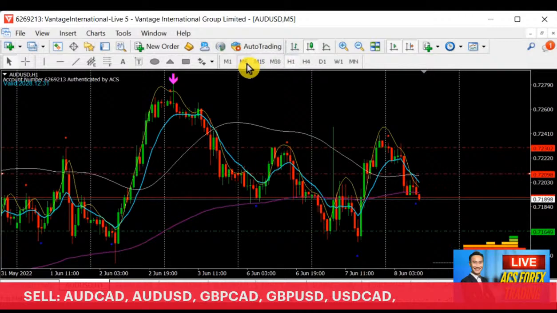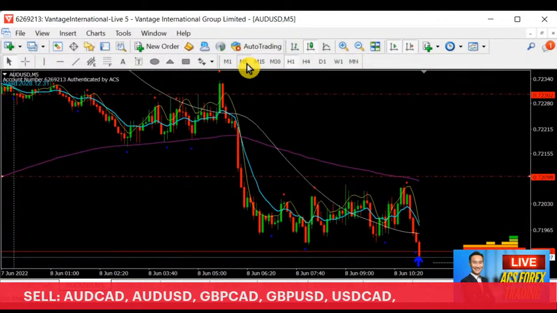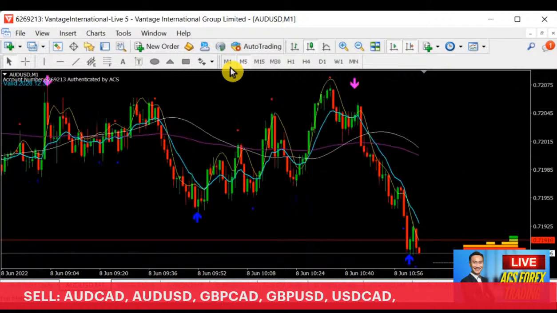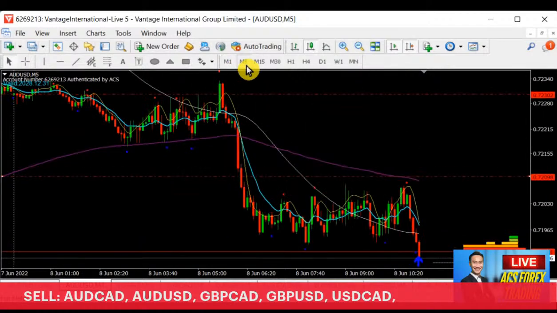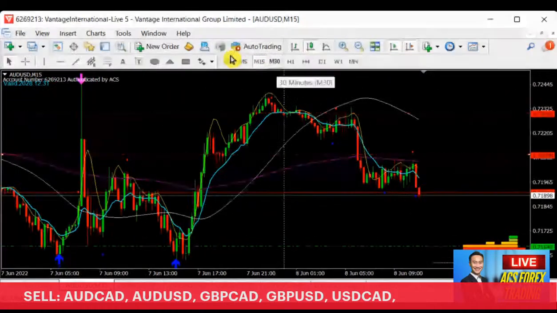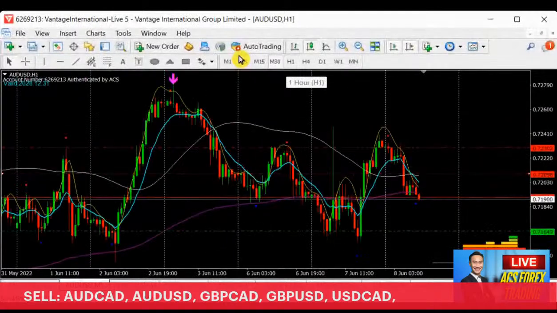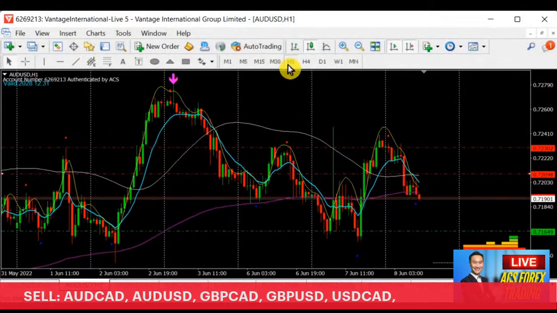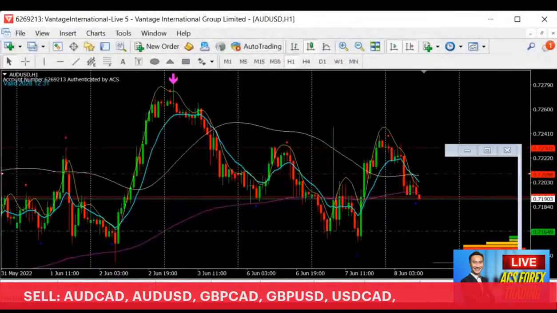Aussie dollar still looking good to sell right now. Very good. Just hang on as we can see now. What about Aussie dollar CAD? Dollar CAD, I believe dollar CAD should be going up now.